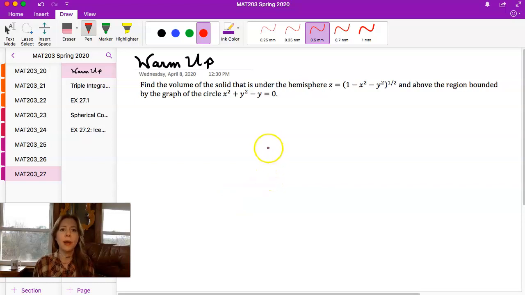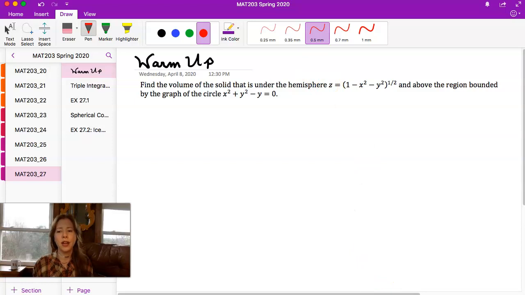For this warm-up, I'd like you to find the volume of the solid that is under the hemisphere z is equal to the square root of 1 minus x squared minus y squared, and above the region bounded by the graph of the circle x squared plus y squared minus y equals 0. Now, you can certainly do this in Cartesian coordinates, but trust me, it's going to be a lot easier if you evaluate it changing to polar coordinates.